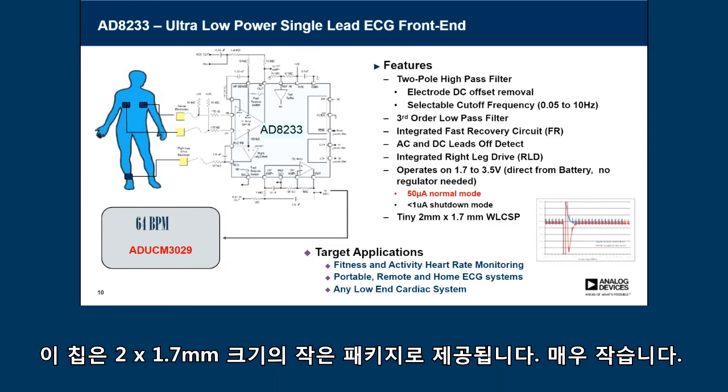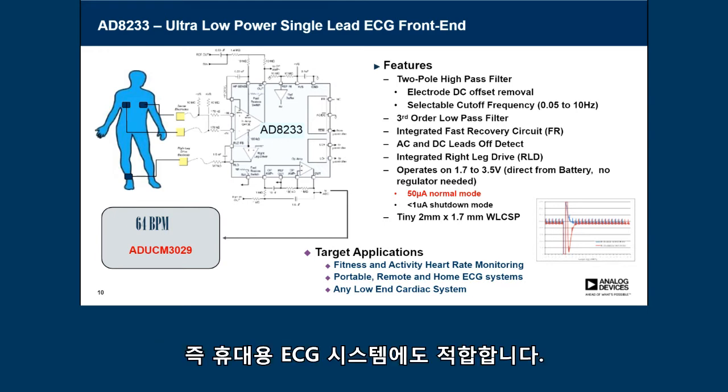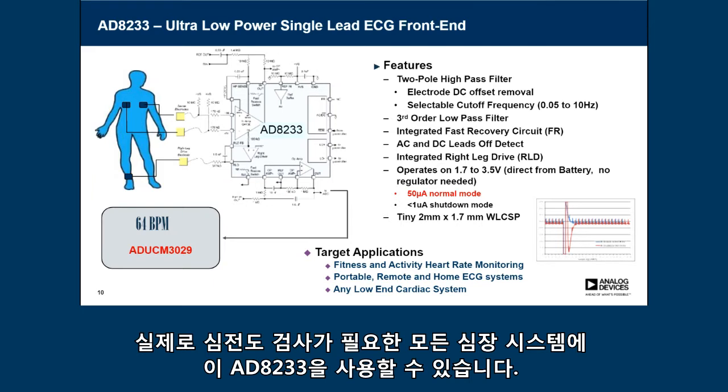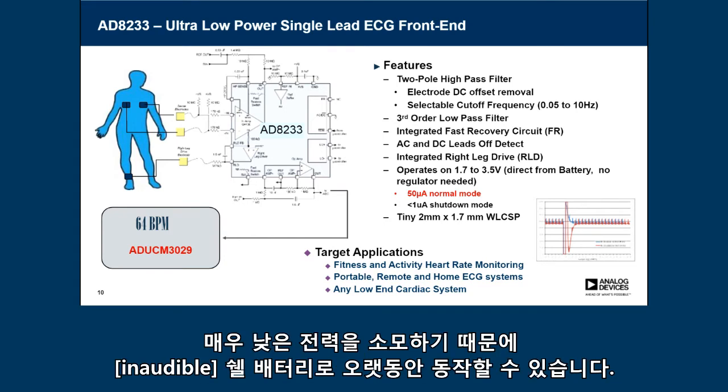The chip is in a tiny package, 2 by 1.7 millimeters, so very small, and in particular designed for low power applications such as fitness monitors and portable systems, so portable ECG systems, but actually any cardiac system that requires electrocardiography could make use of this 8233. The device consumes 50 microamps, so it's also very low power, able to run for a long period of time on a coin cell battery.